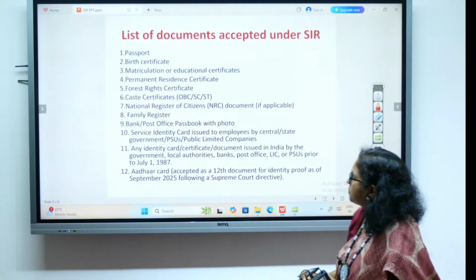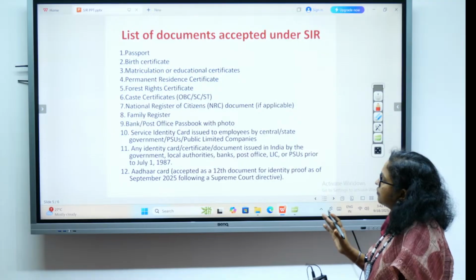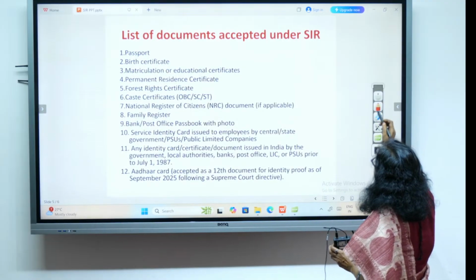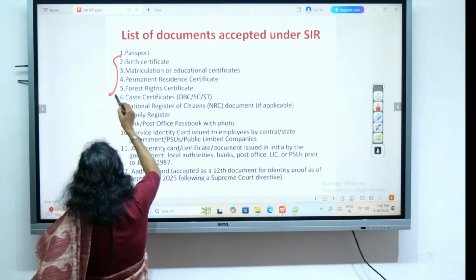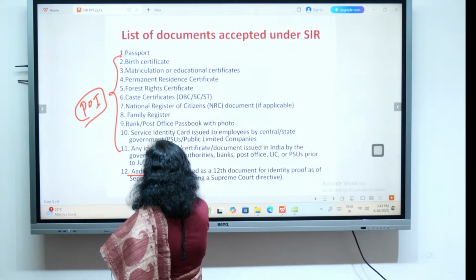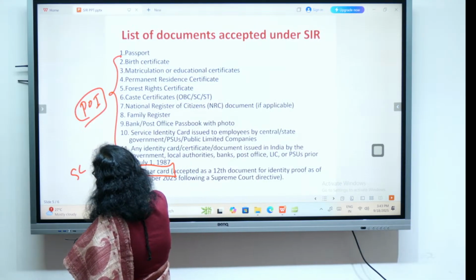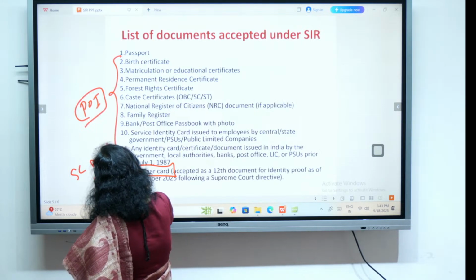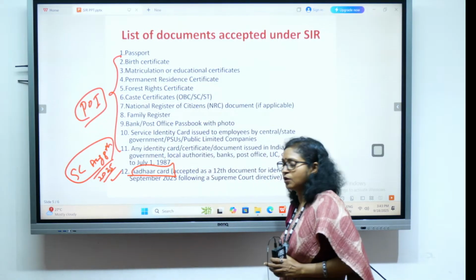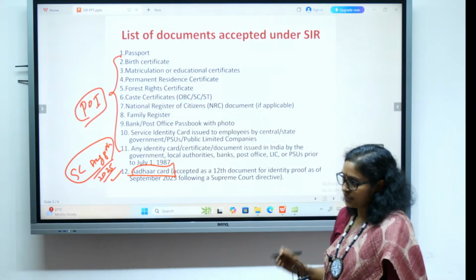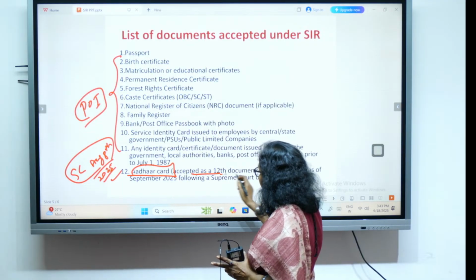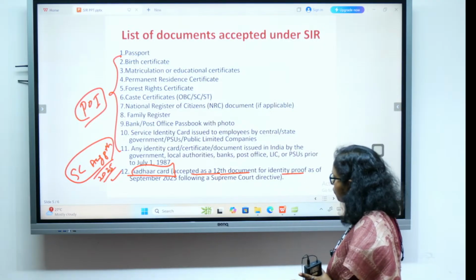You can see passport, birth certificate, matriculation or educational certificates, permanent residence. So these are the list of 11 certificates which will be considered as proof of identity. Aadhaar will not be considered. But the Supreme Court, in its August 8, 2025 order to the ECI, has said that Aadhaar should be considered as an accepted document, the 12th document for identity proof.